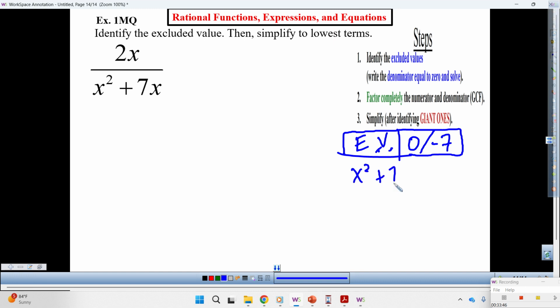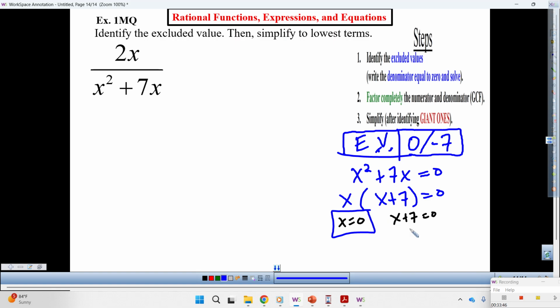We take the denominator, x squared plus 7x, and set that equal to 0. The GCF was x. That leaves us with x plus 7. From there, we set each one equal to 0: x equals 0, x plus 7 equals 0. Solve. This one's already solved. -7 minus 7. x equals -7.